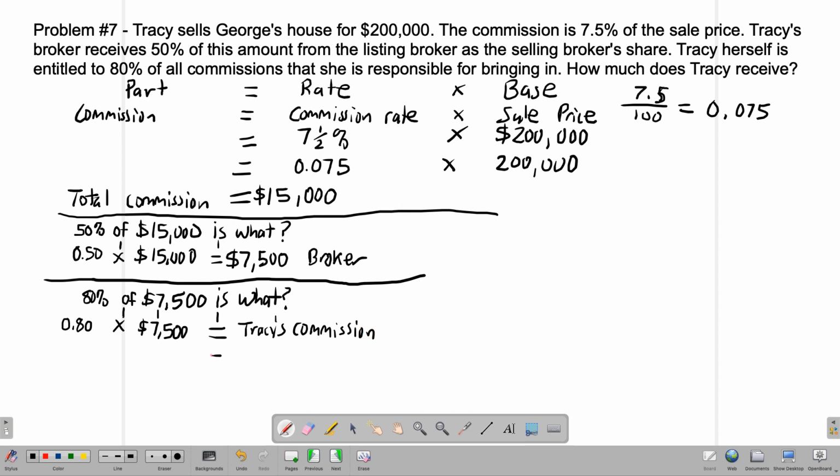Okay, so we have Tracy's commission, because we're going to just compute what's on the left side of the equal sign. And this is going to become 7,500 times 0.80. Tracy receives 6,000. And this is what we wanted to show for problem number 7.